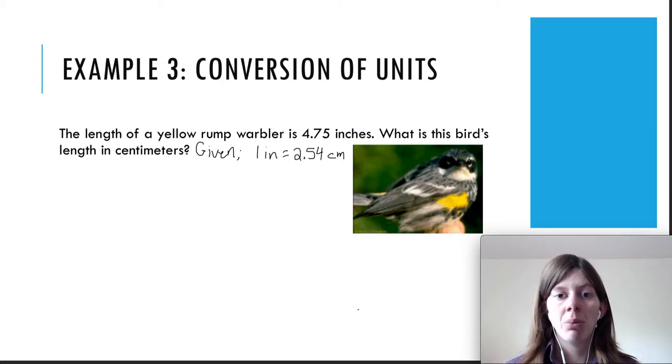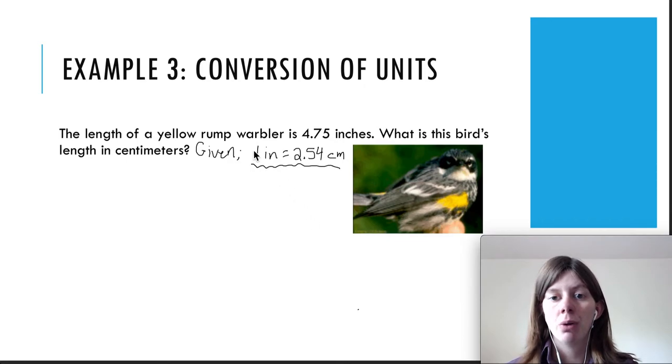In this example, you're given the length of this bird in inches and you're trying to convert it to centimeters. I added here that we are also given the relation between the two units, that 1 inch is 2.54 centimeters. You're going to be given this. You don't have to memorize any of these relations.